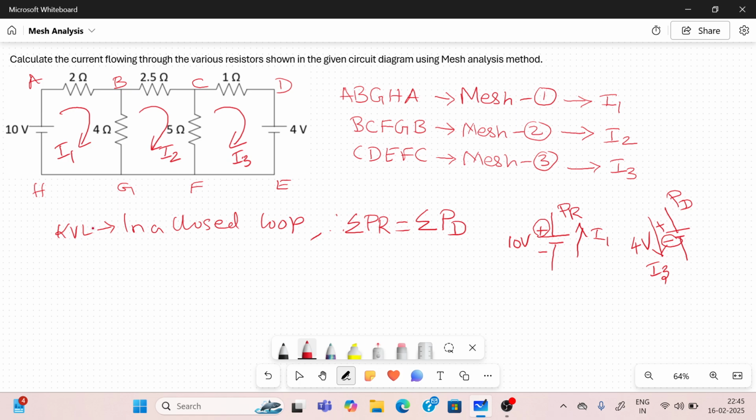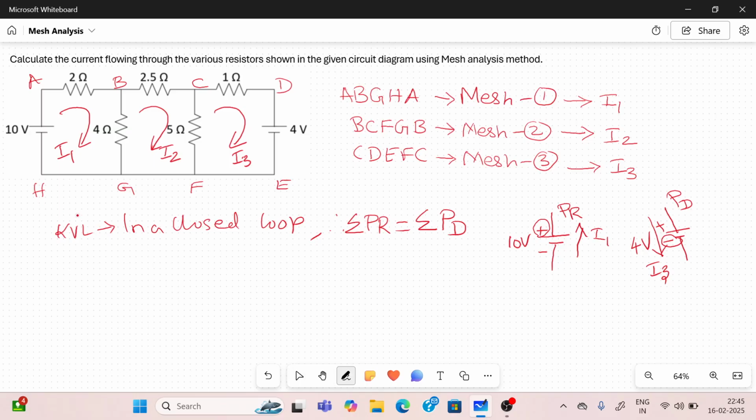Now we can apply KVL for each mesh. We have to write three equations because we have three meshes. Apply KVL for each mesh and write three equations. So now I am going to apply KVL for mesh 1.